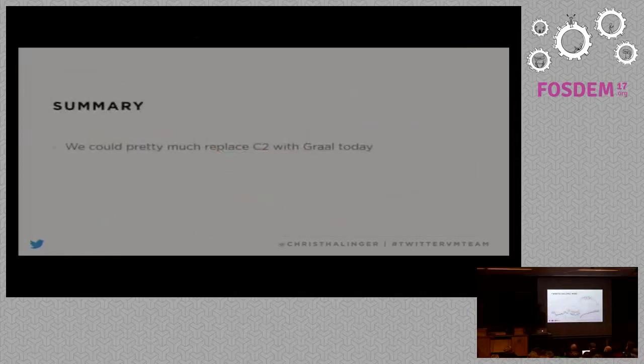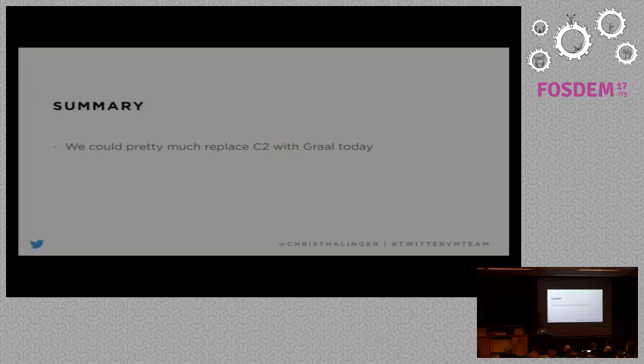I tried to come up with a summary slide. This is basically the only thing I could come up with. We could, in theory, replace C2 with Graal at Twitter today. There's an issue with the P49 time. Some people care about that at Twitter, and 4% might be too much.